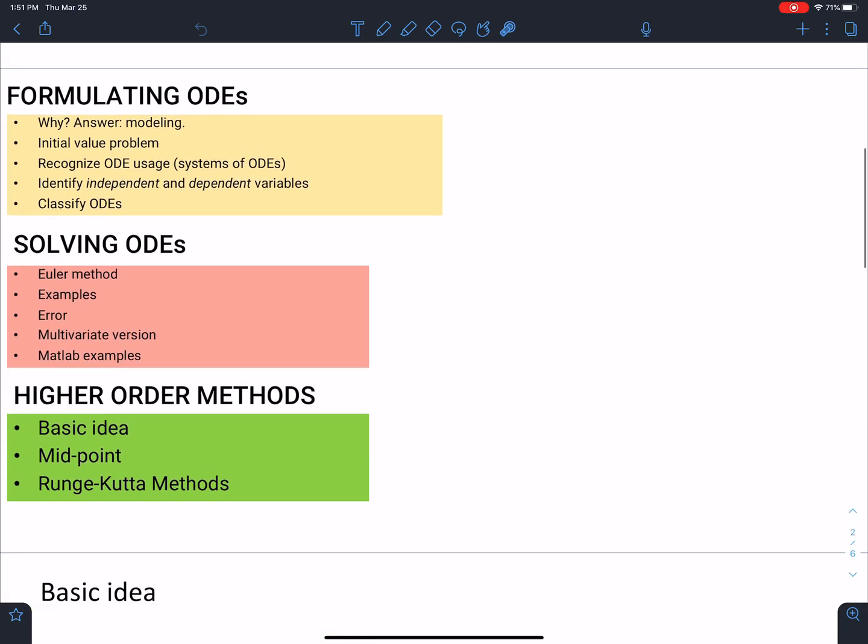So, just to have a slight flashback, we began by understanding what ODEs are, and why we are using ordinary differential equations, basically for modeling. We talked about initial value problems. We learned how to recognize ODE usage and systems of ODEs, identify the dependent and independent variables, and classify ODEs. We then also started looking at how to solve ODEs using the computer, numerical methods. We talked about Euler's methods, saw a few examples, talked about error in Euler's method, talked about multivariate ODEs and some MATLAB examples. And today we're going to see some higher order methods.